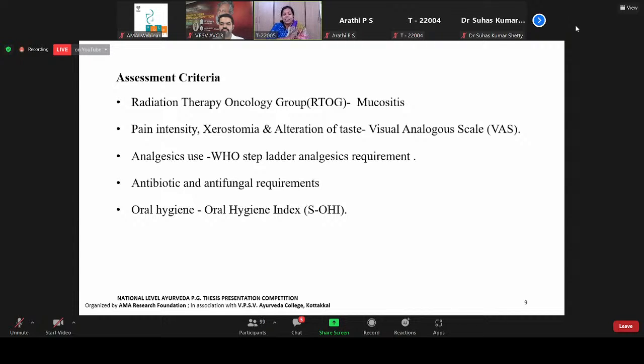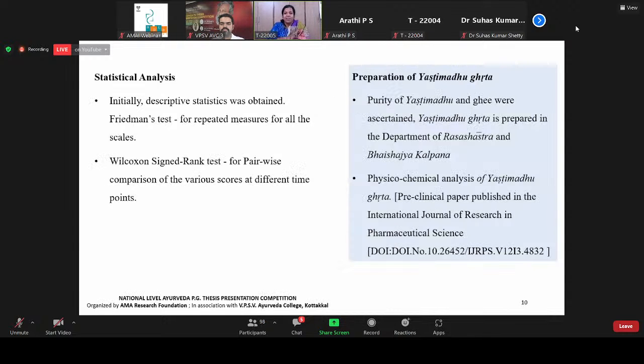The mucositis was evaluated using the RTOG scale. The pain intensity, xerostomia, and alteration of taste were captured using the VAS score. Analgesic usage was captured using the WHO stepladder analgesic requirement scale. Antibiotic and antifungal requirements were captured, and oral hygiene using the simplified oral hygiene index. This was regarding the preparation of the Eshtimadu, and a preclinical publication was also done. For the statistical analysis, initially descriptive statistics were obtained. Friedman's test was used for repeated measures for all the scales, and later Wilcoxon signed rank test for pairwise comparison of the various scores at different time points.